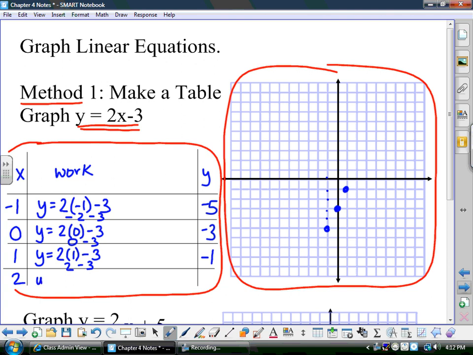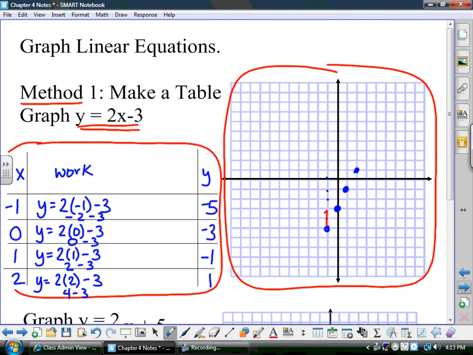Finally, we'll plug in the point 2, and we get y equals 2 times 2 minus 3. So that's 4 minus 3, or positive 1. The point 2, comma, 1 is also on this graph. But the graph doesn't just include what's on the table, it includes everything in between and everything continuing in either direction. So at this point, you need to look for a pattern.